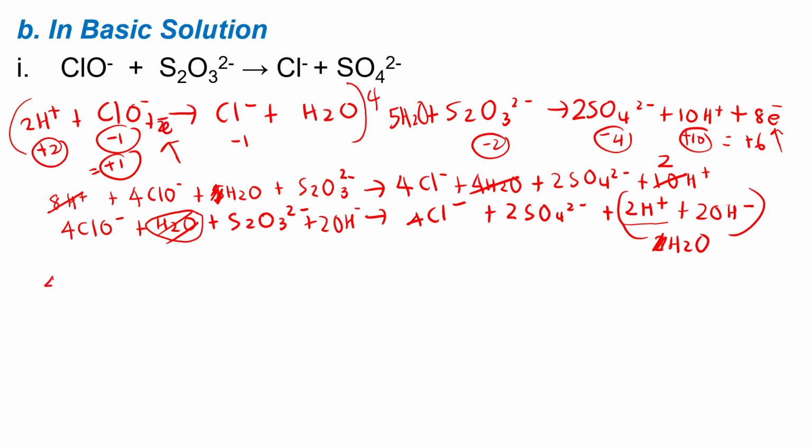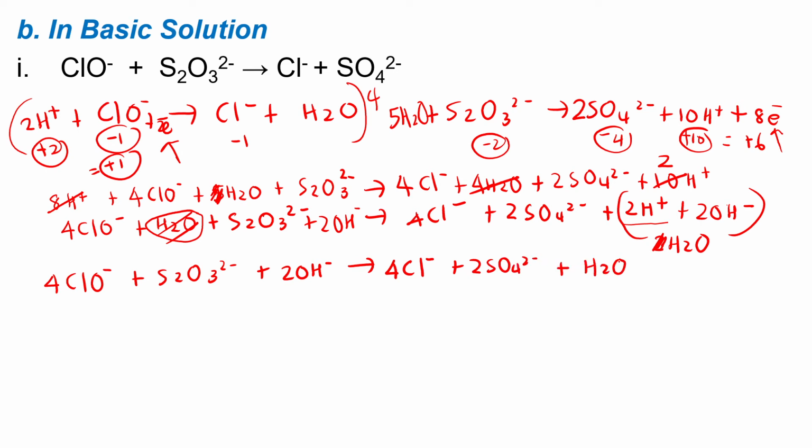So the overall equation: plus S2O3 2 minus plus 2OH minus produce 4Cl minus plus 2SO4 2 minus plus H2O. Okay, we have OH minus at the end of the equation. So this is in basic solution.